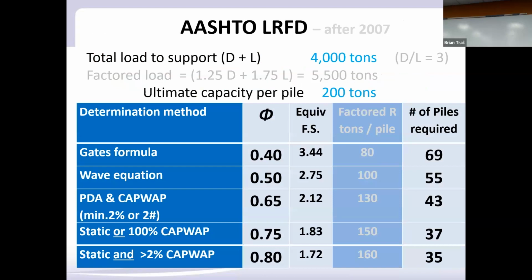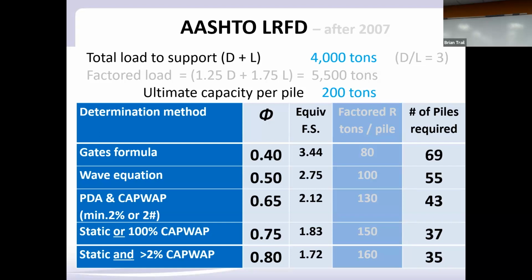So let's take a look at the same example using the AASHTO LRFD factors. And now we have phi factors that are small for the formulas and large if you do static load testing. And you can calculate using that formula with a P over L ratio, typical value of 3, what the equivalent safety factors are. And now you can see that we're getting factors that are less than 2 if we do a really good job of determining what the capacity is.